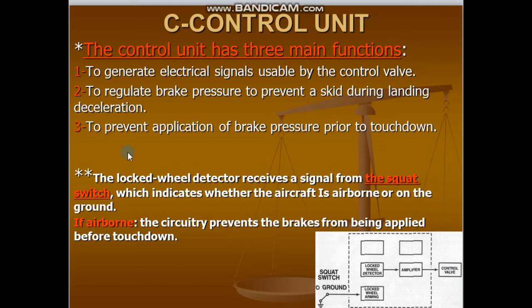The locked wheel detector receives a signal from the squat switch, which indicates whether the aircraft is airborne or on the ground. As we see here in this figure, we have a squat switch. This squat switch is used to indicate whether the aircraft is airborne or on the ground. That's the function of the squat switch. If airborne, the circuitry prevents the brakes from being applied before touchdown. So that's if the aircraft is airborne.